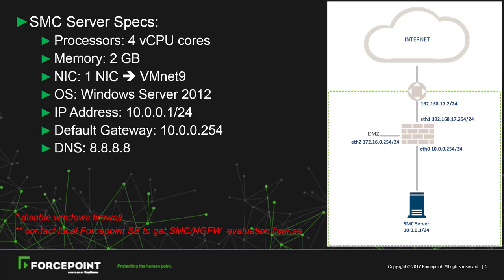We will use a virtual machine with 4 virtual CPU cores, 2 GB of RAM, and 1 NIC interface connected to VMnet 9, or an internal virtual switch, in the SMC Server. The operating system will be Windows Server 2012. The IP address that will be assigned is 10.0.0.1 with a 24-bit subnet mask, with a default gateway of 10.0.0.254, which will be the internal interface Ethernet 0 of the virtual firewall that we will be installing in the next session. For DNS, we can use Quad 8 or Quad 9 DNS servers.